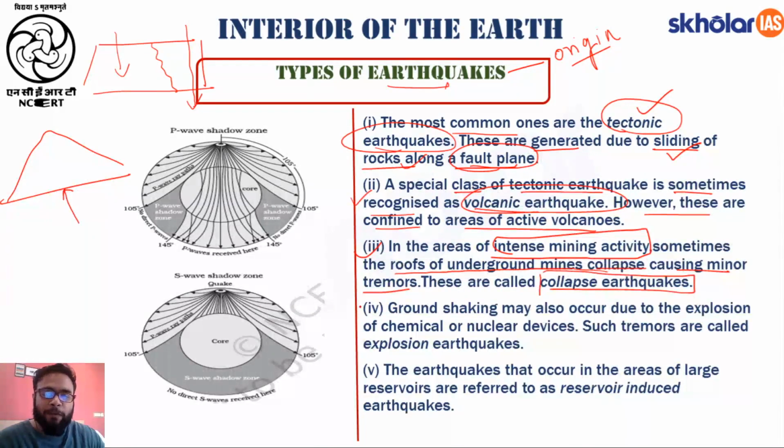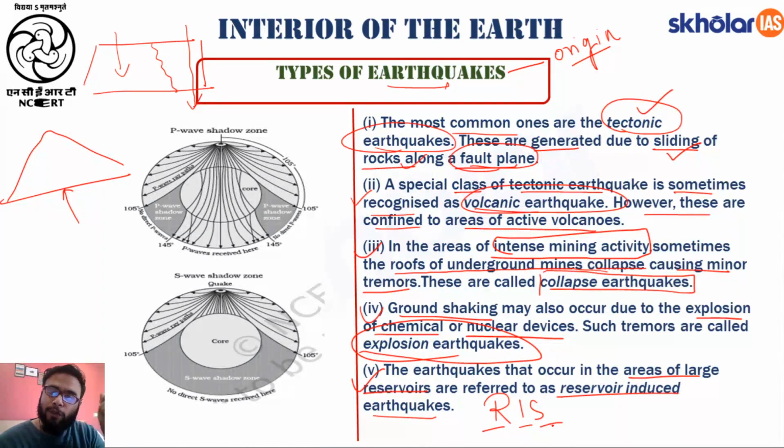Fine. Then we have ground shaking, which may also occur due to the explosion of chemical or nuclear devices, and such tremors are called explosion earthquakes. And lastly, earthquakes that occur in the areas of large reservoirs, that is dams, are referred to as reservoir induced earthquakes, which are also called RIS, meaning reservoir induced seismicity.